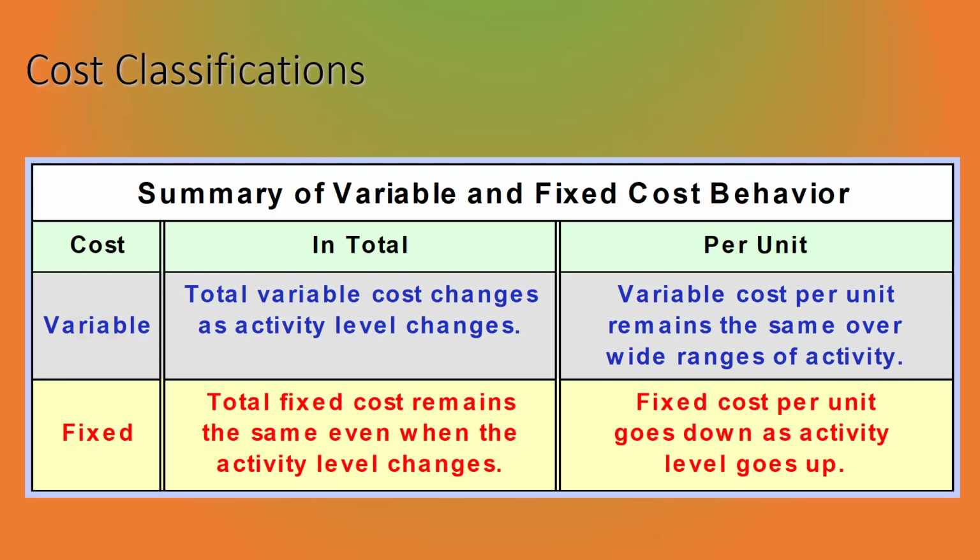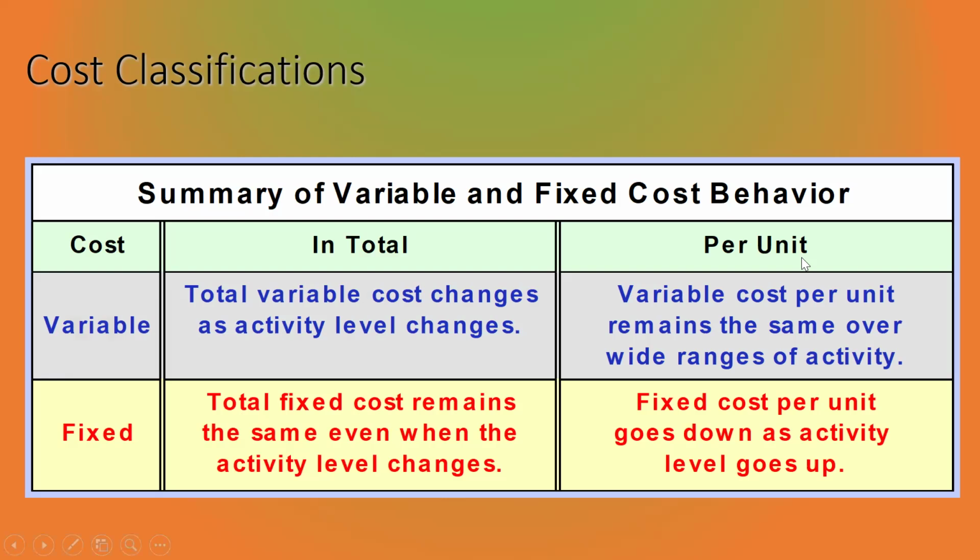So we can take the example of rent, because if we are producing just one t-shirt, in case of fixed cost, the fixed cost will be borne by just one unit. Whereas if we produce 20 units, then the fixed cost will be divided by 20 units, which will decrease fixed cost per unit. So here, this is the cost classification based on the behavior of the cost.